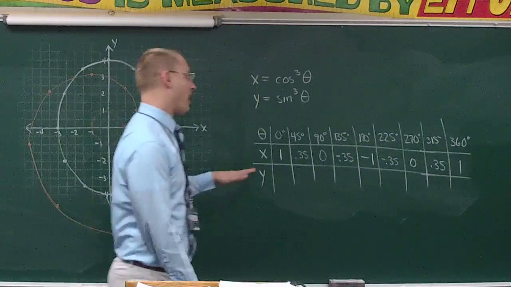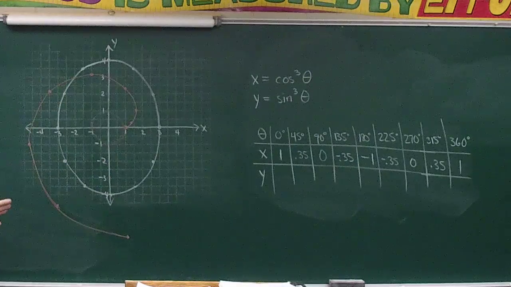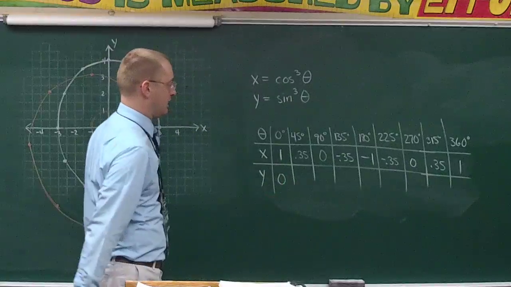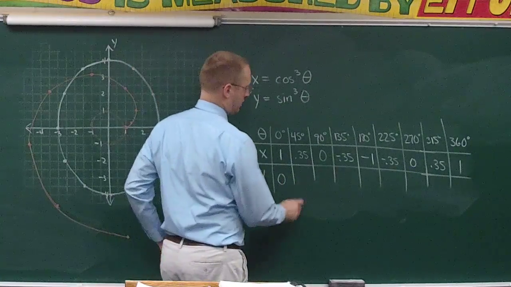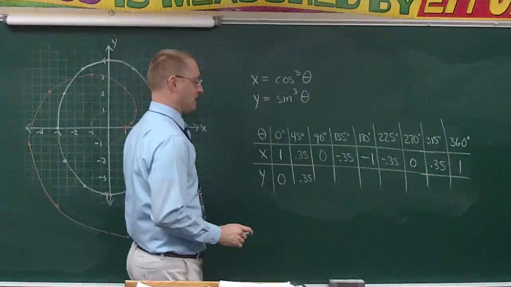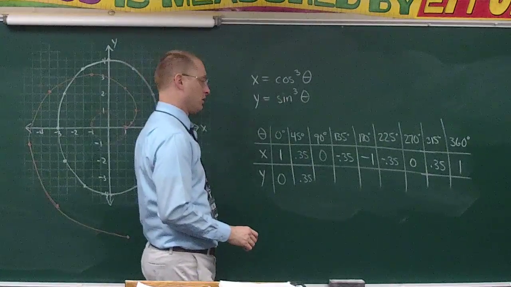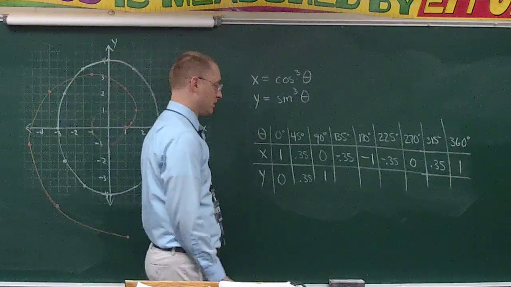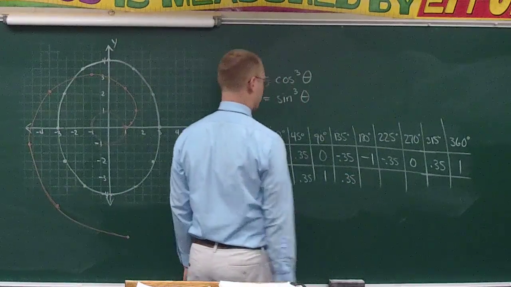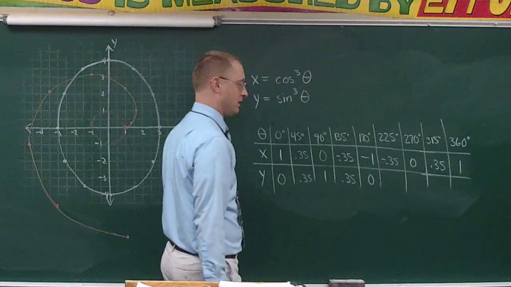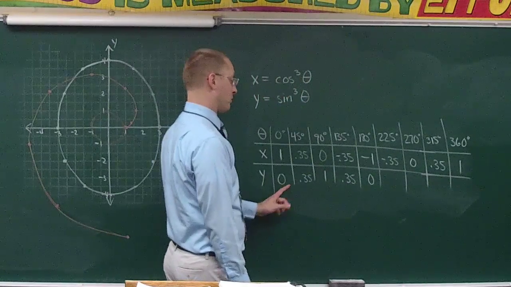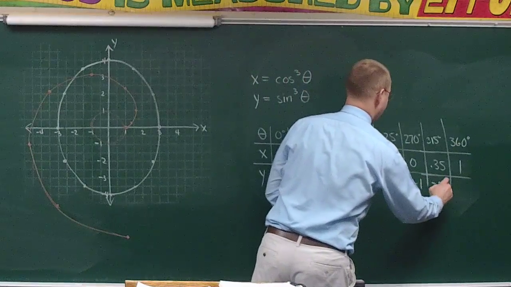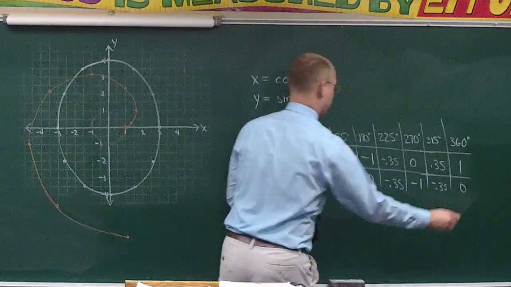All right, let's go to the y. We're going to do the same thing but with sine. So 0 sine, cube it. 45 sine, cube it. 90 sine, cube it. 135 sine, cube it. What do you think the next number is going to be? 0, then what? Right, because the first and second quadrants are positive, we should delve into the negative, so probably negative 0.35, negative 1, negative 0.35, 0.